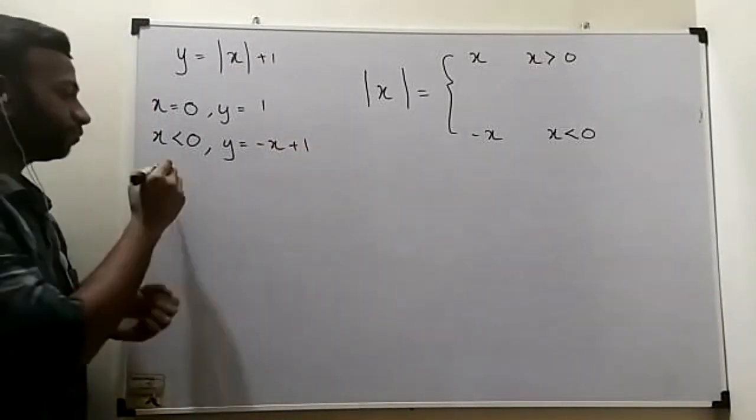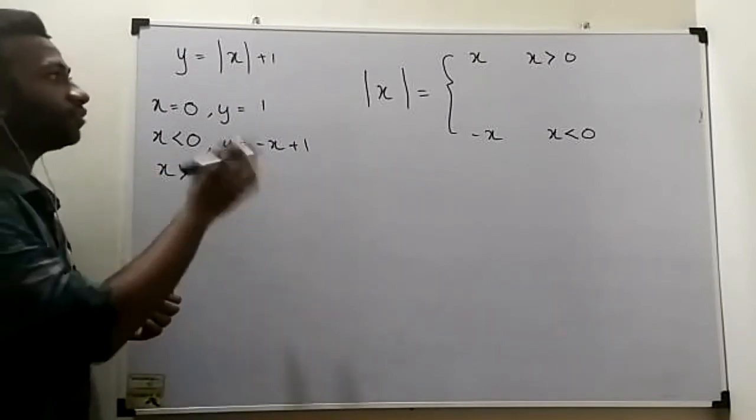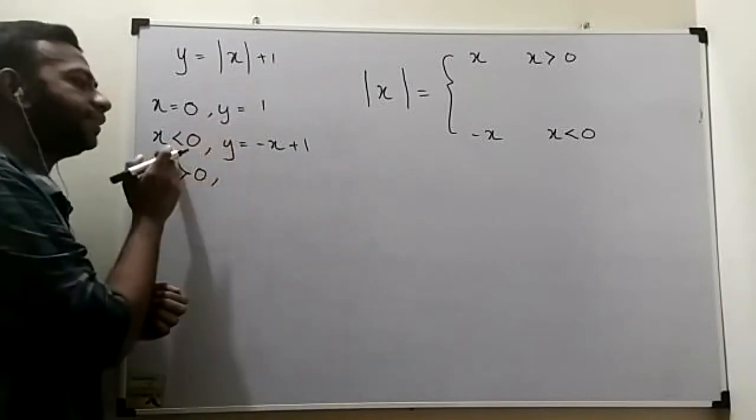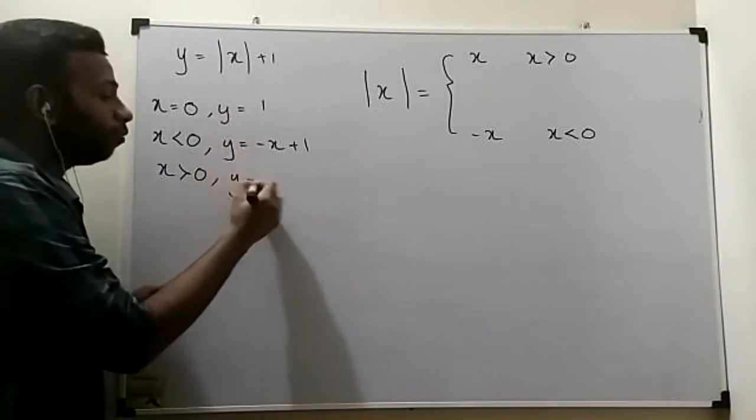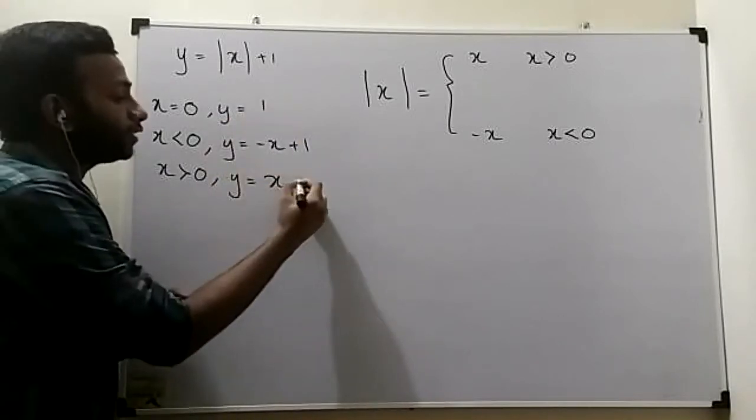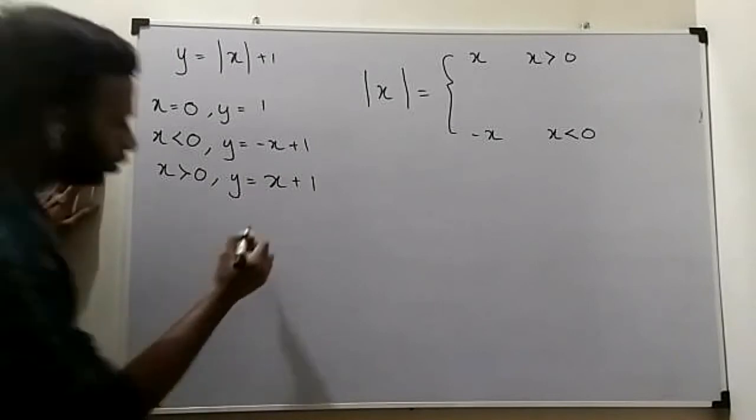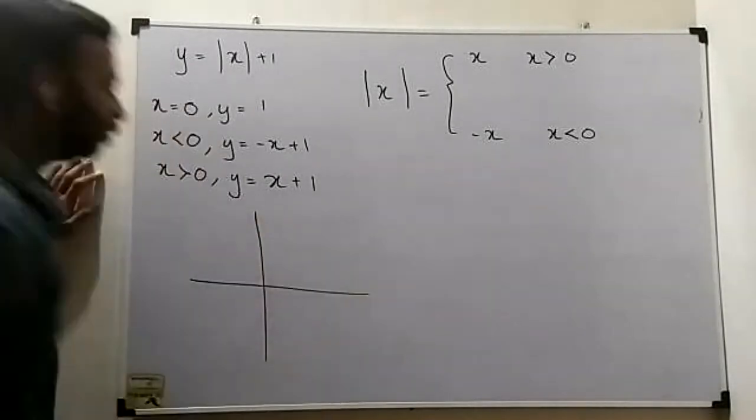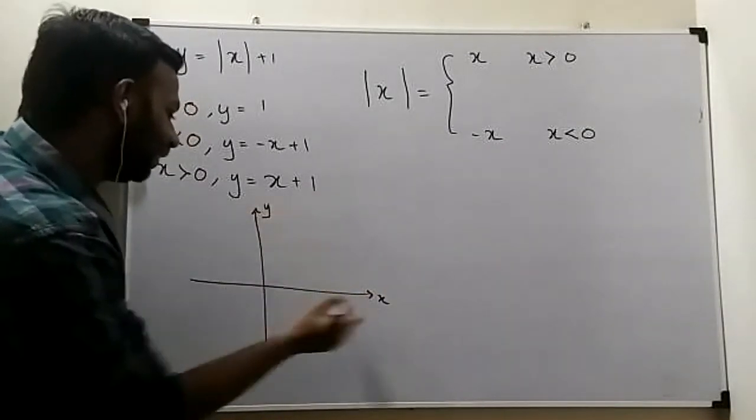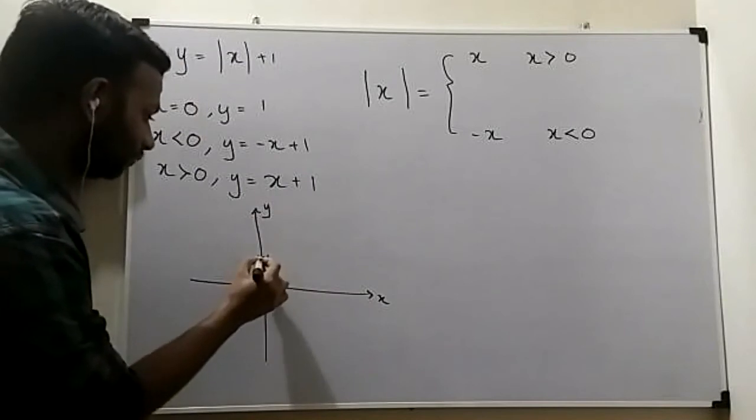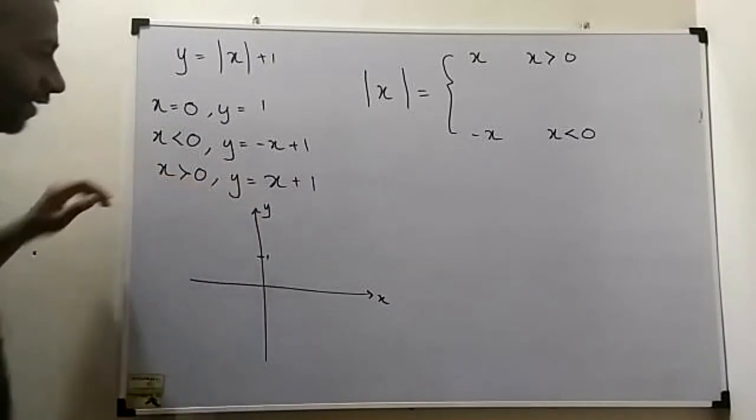So first we equate this to 0, then take the case when it's less than 0, and then the case when it's more than 0. When it's more than 0, mod x would be x itself, plus 1. So now can we sketch this? When x is equal to 0, this is the x-axis and the y-axis, and y is equal to 1. When x is greater than 0, y is equal to x plus 1.